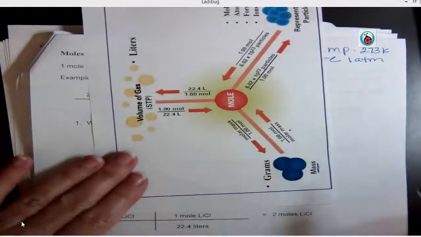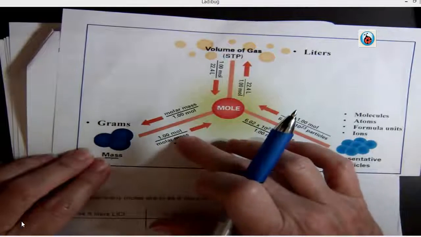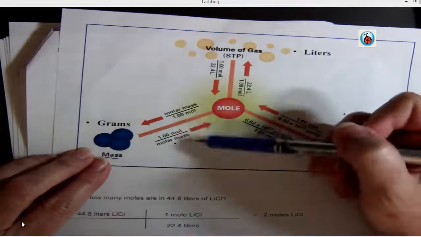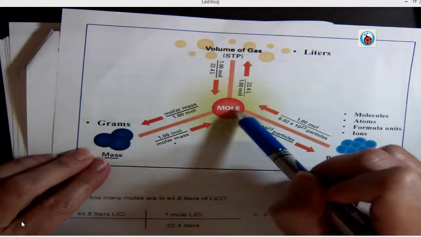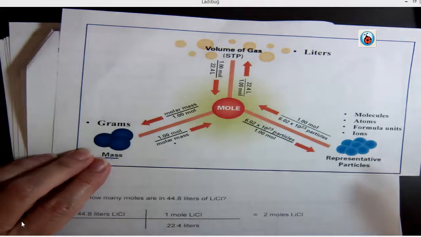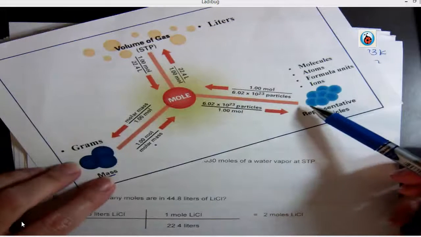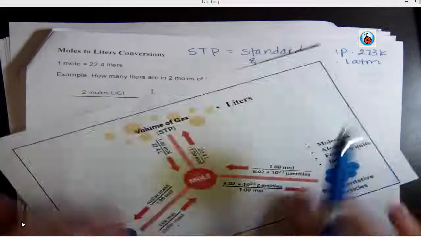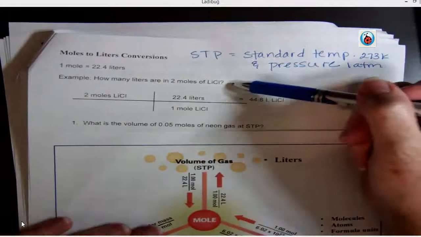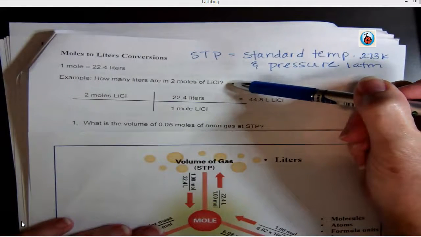What do I not need to solve these? I do not need molar mass. Notice we only need molar mass when we're going grams to moles or moles to grams. I don't need molar mass to find particles to moles or moles to particles. I only need it here. So I don't need that. Even though it says I have 2 moles of lithium chloride, do not calculate molar mass here.